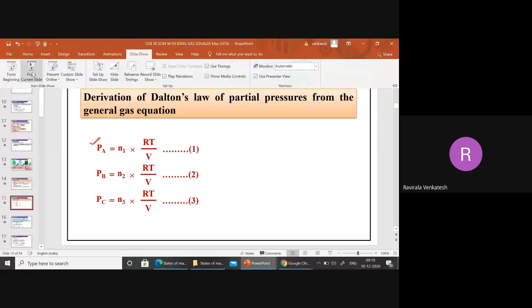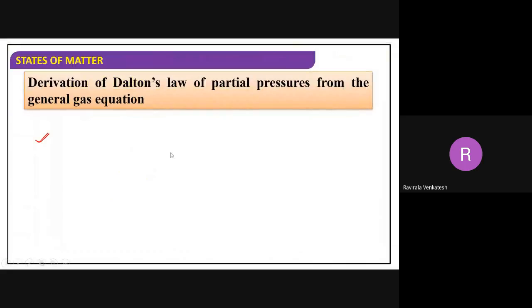Tell me why I am taking this equation. I have taken this equation directly. Yes, the ideal gas equation. Very good. From the ideal gas equation only I have taken it. PV is equal to nRT. I have taken this equation for gas A, with N1 moles. Volume is constant, temperature is constant, and R is also constant, so no need to write A, B, C for them.